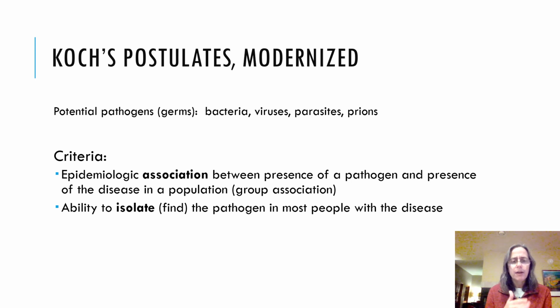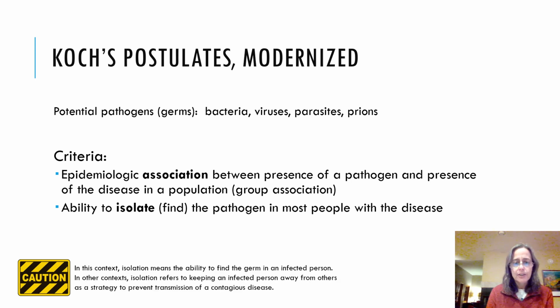Now, here's the thing I want to warn you about. In the book, I'm using some of the language from the book for consistency. They talked about the ability to isolate the pathogen in most people with the disease. To isolate means to find. I find this a little confusing because the word isolate is used in two different ways in this unit. In this context, we're talking about the ability to find the germ and recover it and pull it out, the ability to isolate it from an infected person. But in other contexts, isolate is going to refer to isolation, taking an infected person and making them stay away from other people so they don't transmit the germ to them. So just be careful when you see the word isolate and make sure you know which meaning applies to that situation.